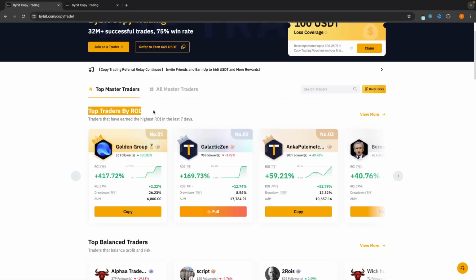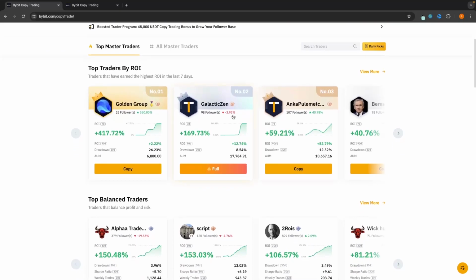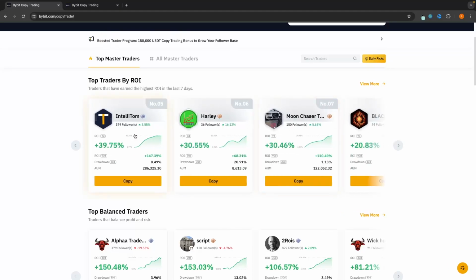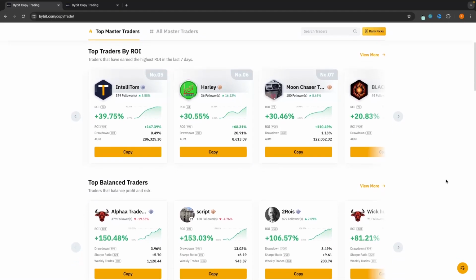So that is top traders by ROI. As I say, this is an area that I usually stay away from because these guys are usually a lot riskier. Their gains in the last 7 days have been inflated, and over the last 7 days, you can definitely get a stroke of luck. So as I say, I usually stay away from this. The fact that these traders also don't have many followers shows me that a lot of people on Bybit think the same. As we can see, the highest person I'm seeing right here is 379 followers, and that is not a lot of followers on Bybit at all.